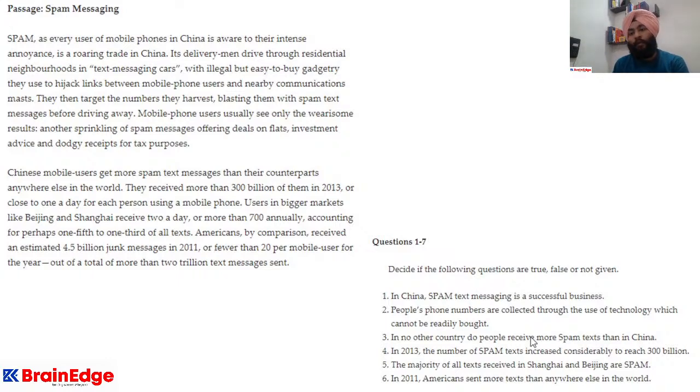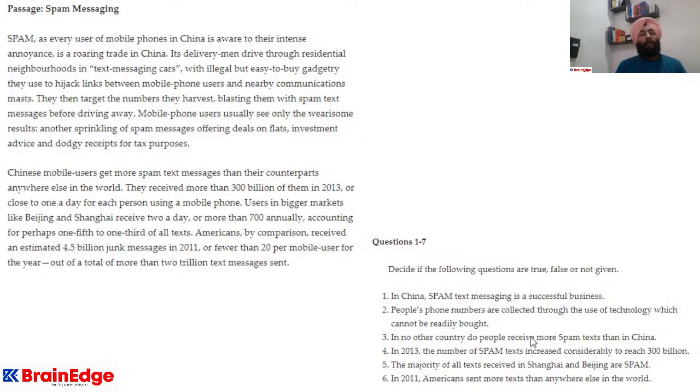Americans sent more texts than anywhere else in the world. It is written here, they have mentioned here received. So will it be false or not given? Here they're saying Americans received an estimated 4.5 billion junk messages. They are saying they have sent the messages.